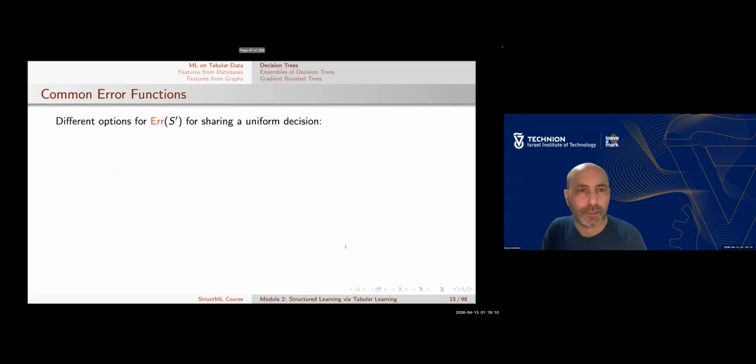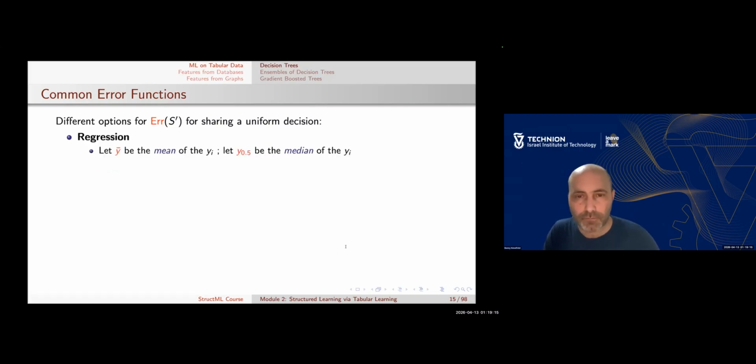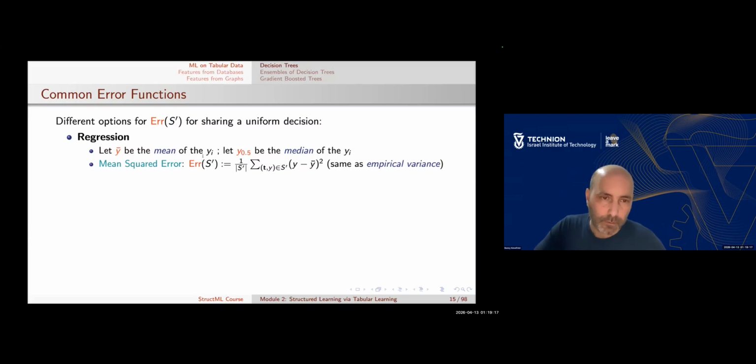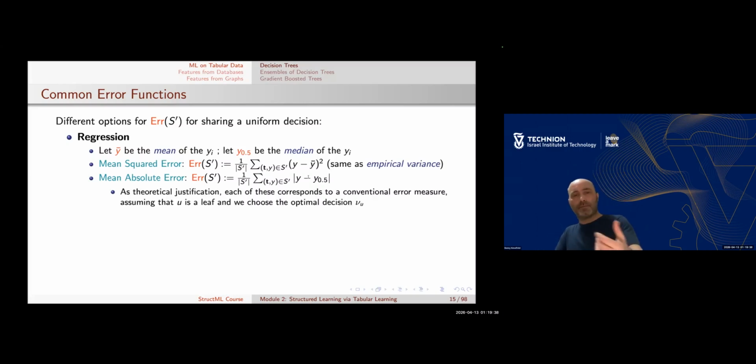Okay, and we'll see some examples. So if you have your mean of the yi or the median of the yi, we have here some notation. You can look at the mean squared error, which is the average difference squared from the mean, or the absolute value of the difference from the median. Okay, and these are examples with theoretical justification that, under some assumptions, these are basically the optimal decisions.